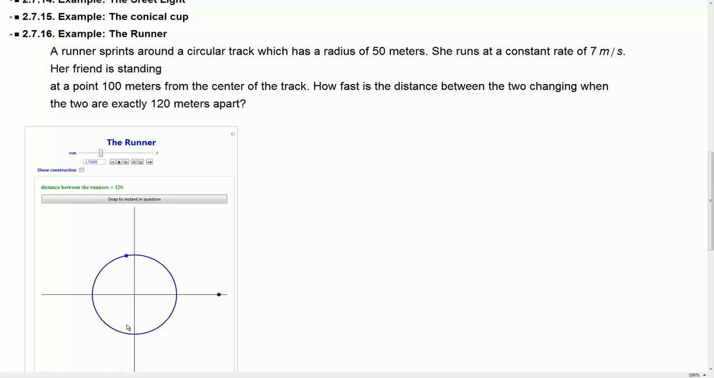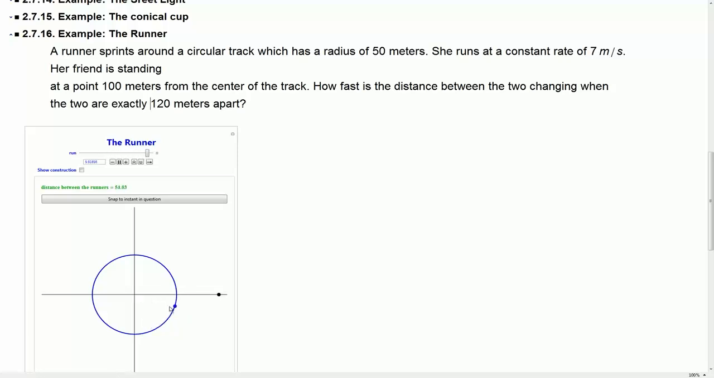Okay, here's my track. Here's my runner. Here's our friend watching. So the runner's going around the track, right, at a constant rate of 7 meters per second. They're running, and at exactly the moment that they are 120 meters apart from each other, and remember, it's a 50-meter radius track, so that's 50 meters. The friend's standing 100 meters from the center, so it's 100 meters from here to here. So that means there's 50 meters to here and then 50 meters to here.